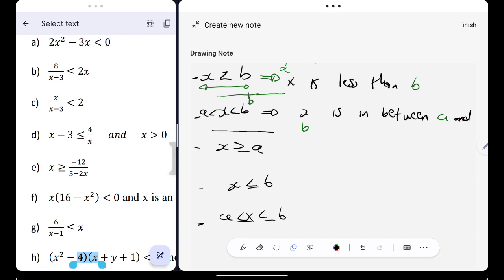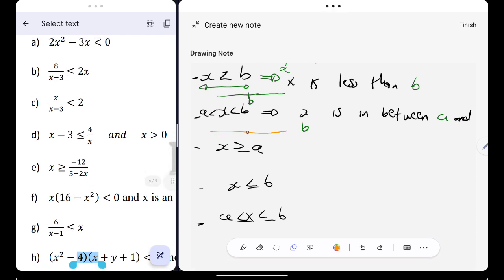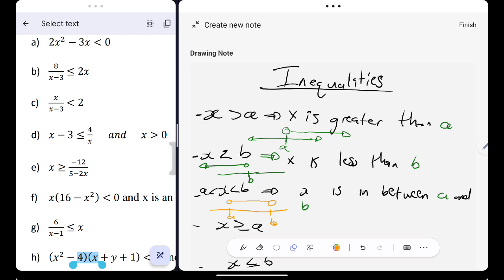And how do you express that on a number line? Let me do it in orange. You must write a here, b here, and then represent it like this. All together. So these are the 3 possible ways to read the statement.